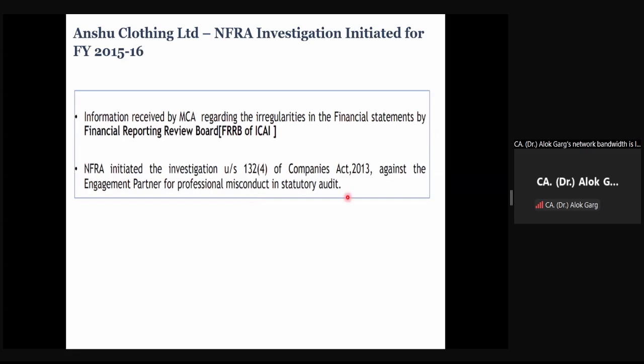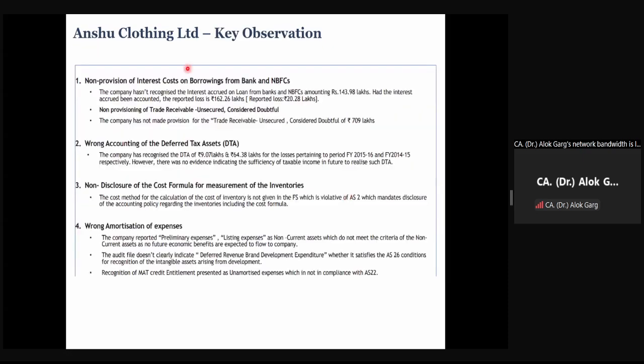And let me tell you the kind of non-compliance. This is a big order, but I have just extracted and summarized the key matters. Non-provision of interest cost on borrowings from bank and NBFC. The company has taken a loan, right? And since the company is in default and is not paying the loan, and it is an interest bearing loan, the company has also not accrued the interest cost on the borrowings.